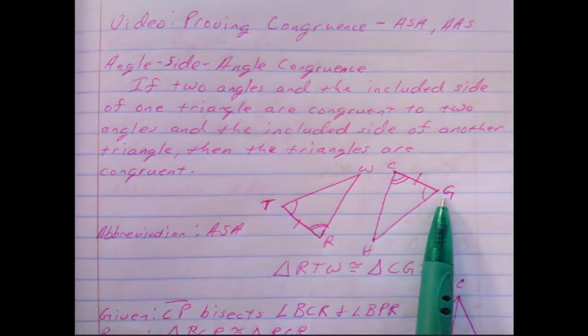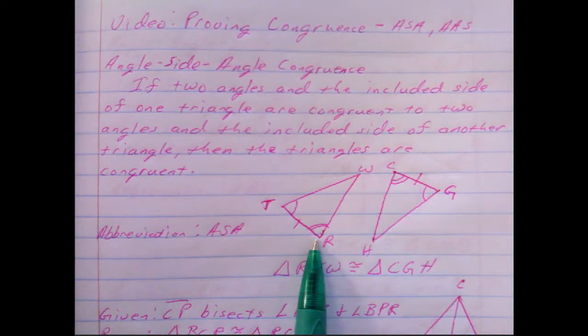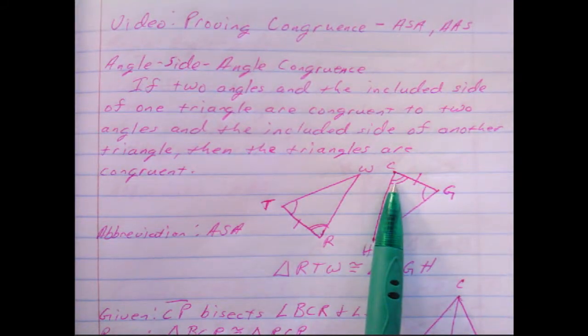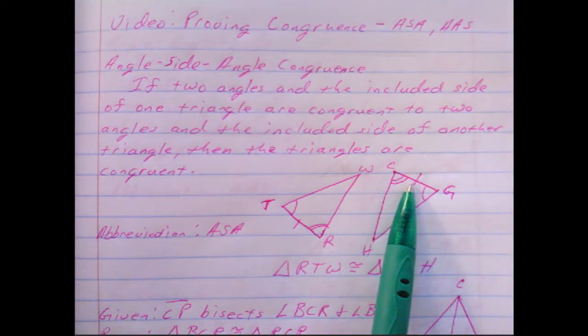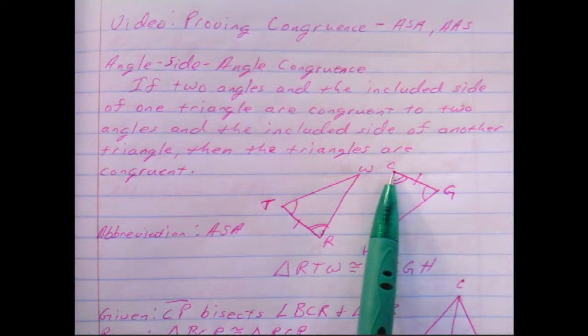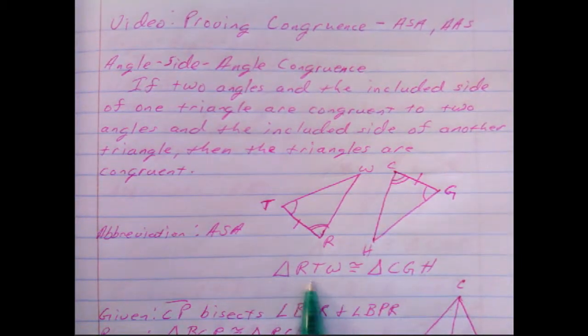So if we look at our example down here, we have angle T is congruent to angle G. Then we have angle R is congruent to angle C. And then the side between those two angles is TR, and that is congruent to our included side on the other triangle, which is GC. So then we can say triangle RTW is congruent to triangle CGH.